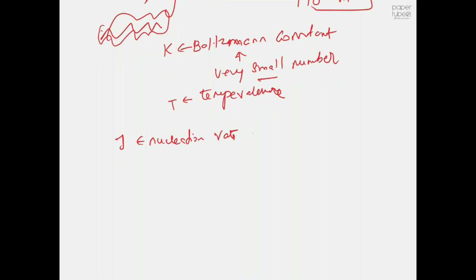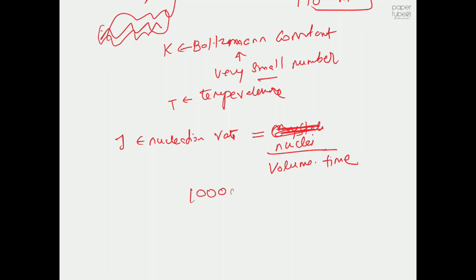This is also a very tough parameter to get directly from the experiment. So the nucleation rate is nothing but the number of nuclei formed per unit volume per unit time. So if you made, say, 1 million nuclei in 1 liter of your solution in 1 minute, that will be your nucleation rate.